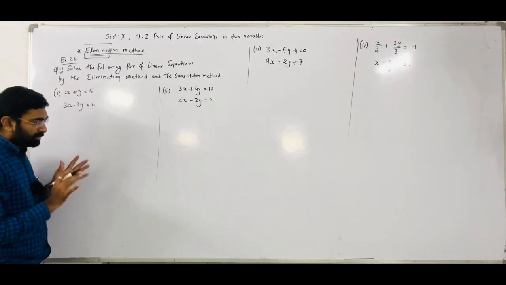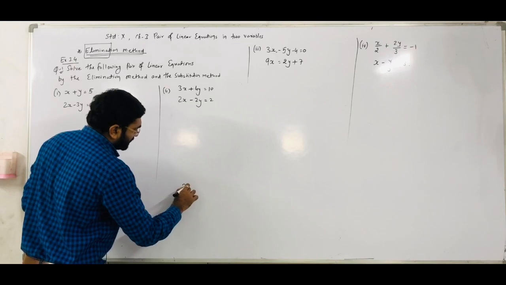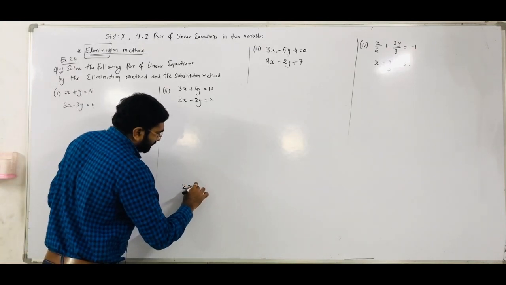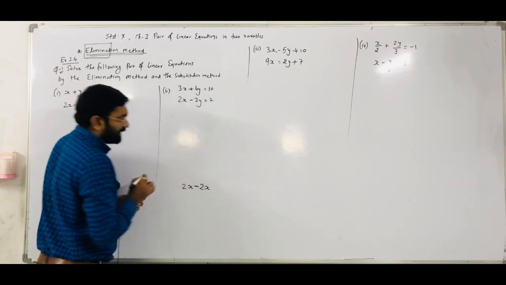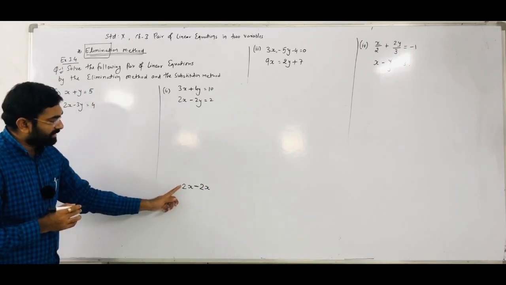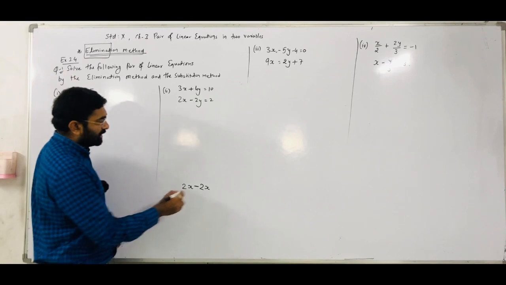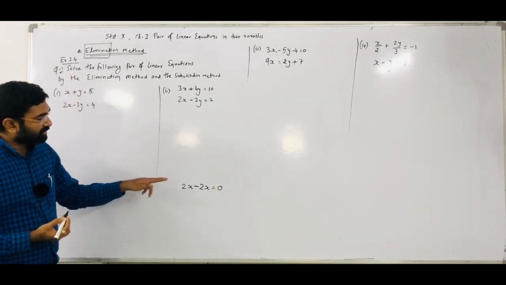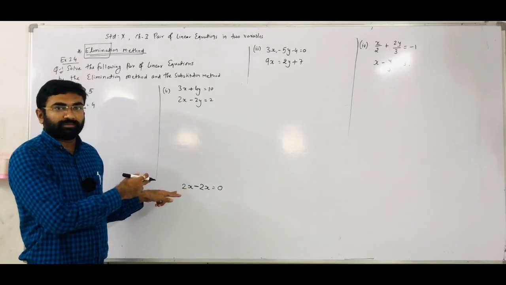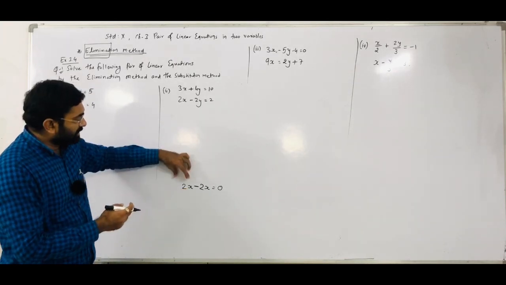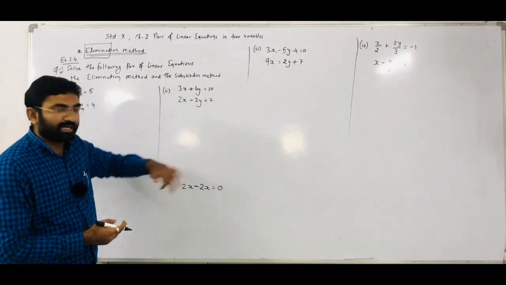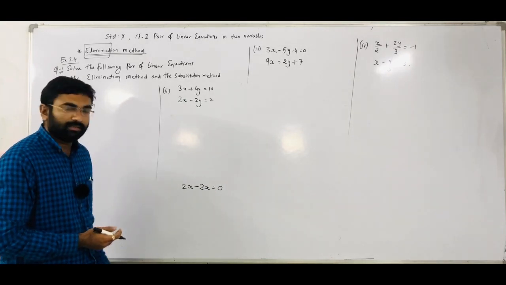Suppose I take one example. Suppose here is 2x, this is one term, and that term is eliminated when we add minus 2x to it. This is plus 2x, this is minus 2x. So it is eliminated and it becomes 0. This is called the elimination of those two terms. So the two terms are eliminated, or their sum becomes 0.